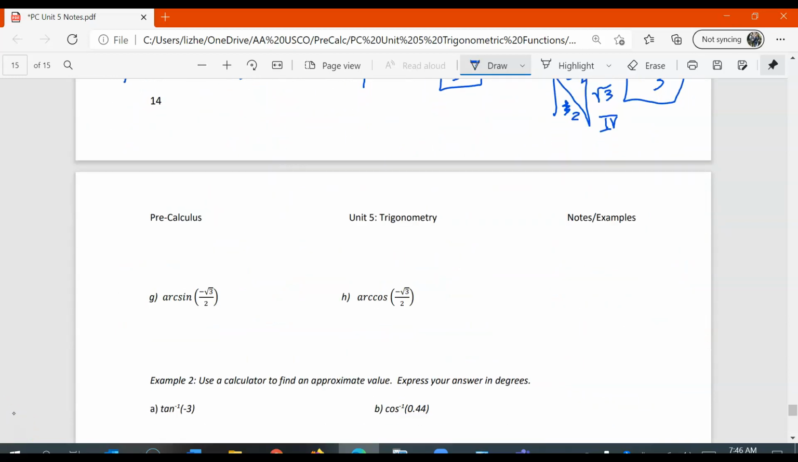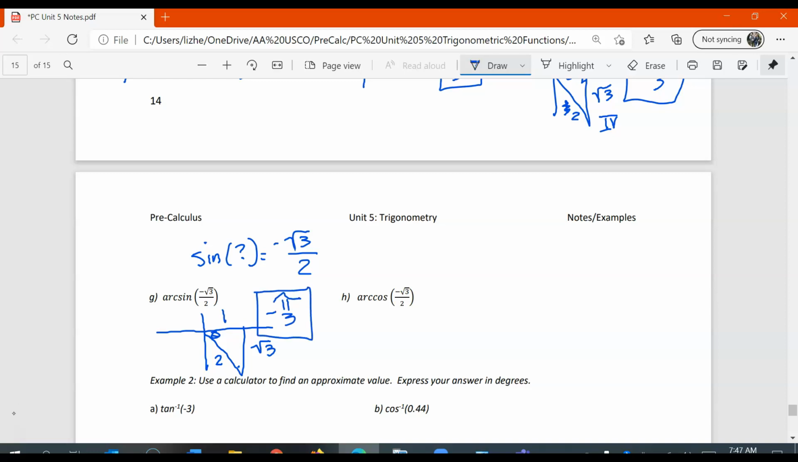Arc sine. All right, so this one is saying the sine of what angle is negative radical 3 over 2. So we know again, sine, we're going to be down here. The sine is opposite over hypotenuse, so there's my 1 this time. And 1 is, of course, opposite the smallest angle, so this has to be pi over 3, and it's negative because we're in quadrant 4.